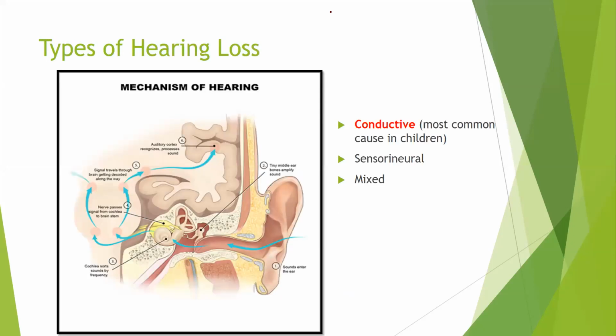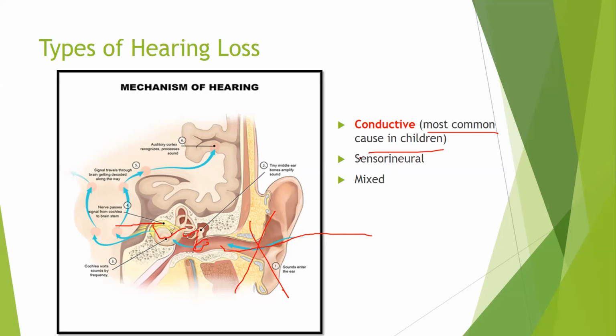So there are different types of hearing, one being conductive hearing. A sound comes in through here, it is conducted through this tympanic membrane and through the middle ear and then into the inner ear into a neurostimulus. If there is some sort of block in this conduction, we can have conductive hearing loss, which is the most common cause of hearing loss in children.